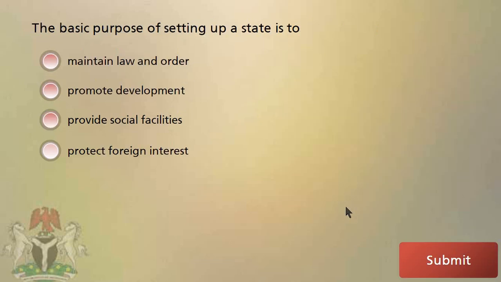Question 2. The basic purpose of setting up a state is to what? A. Maintain law and order. B. Promote development. C. Provide social facilities. D. Protect foreign interests. The maintenance of law and order is the primary responsibility of the government. So the right answer is A. Maintain law and order.